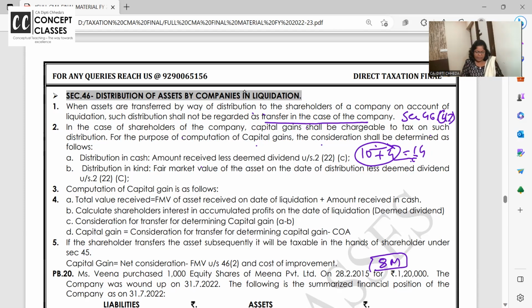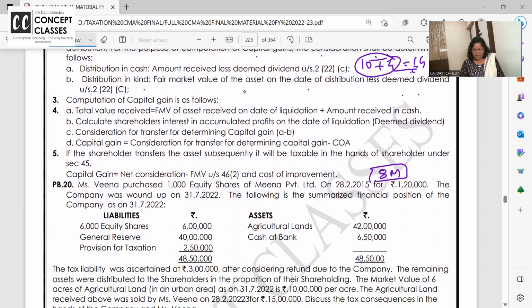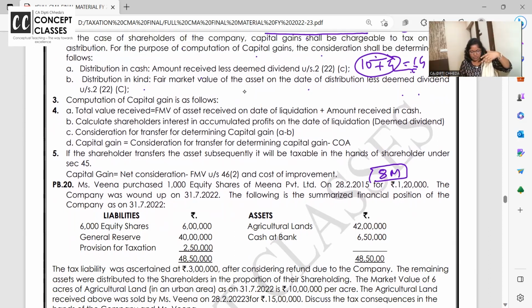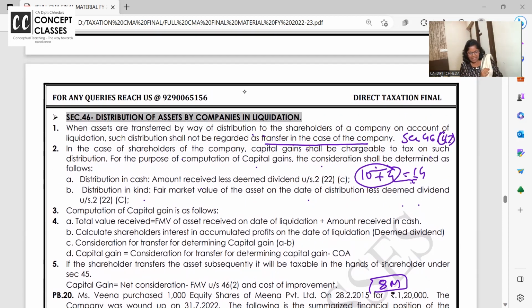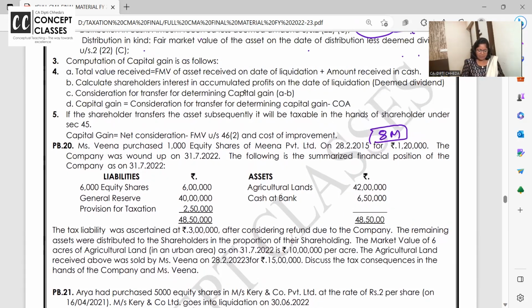One problem we'll do and it will be clear to all of you. And if it is distribution in kind, you have to take the fair market value on the day of liquidation. Now for capital gain, the fair market value of the asset received, plus the amount of cash if any is received, then calculate the shareholder's interest in the accumulated profits. Total 6,000 shares, I have 1,000, so it is 1/6 share, like that. One way is I'm reading and solving this problem. Another is solve the problem and then reverse go and read. It will surely be clear to all of you.